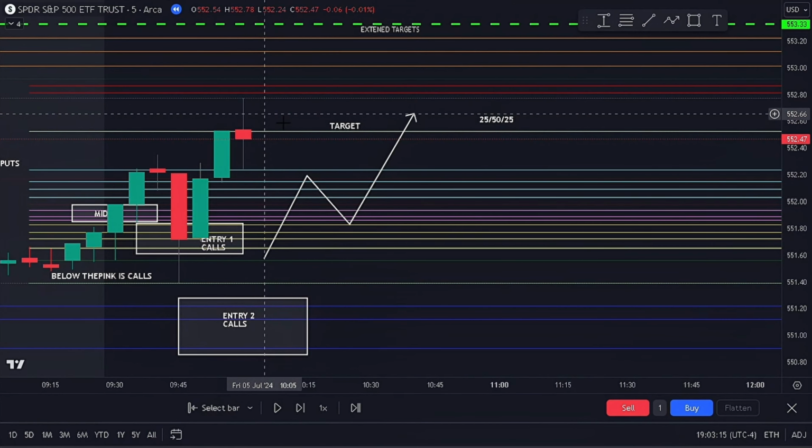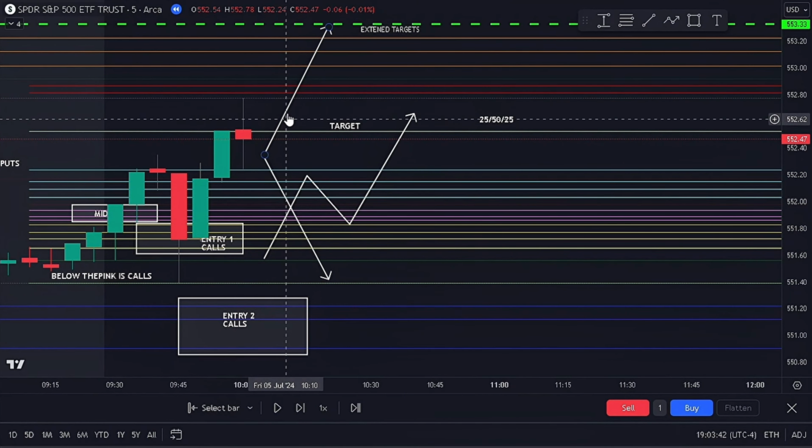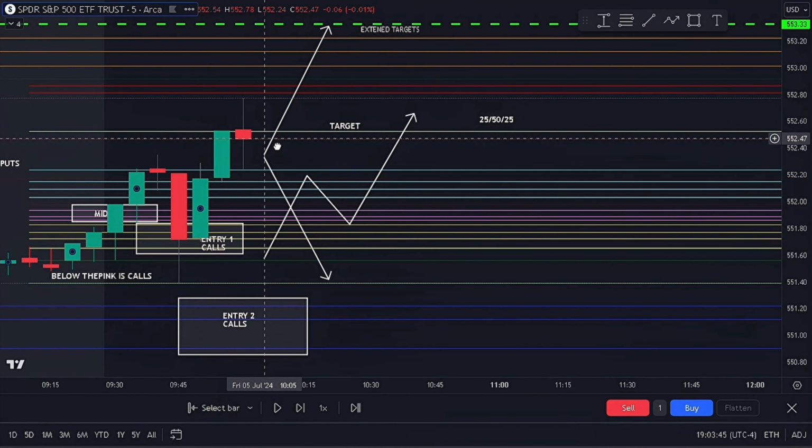Now, of course, it's not a perfect world, and it's not just gonna go the way you want it. Maybe if it doesn't go up to extended target, it might go back down. So if it goes back down, this is now what we call round 2. Okay. So now round 2 is only if we don't continue trending up. If it decides to come back down, we now look for entry 1 all over again.